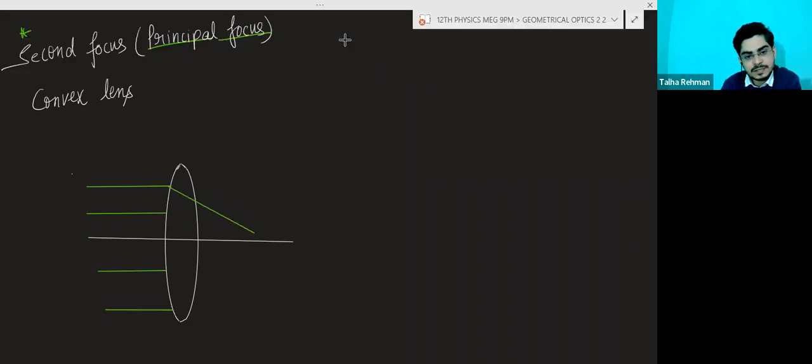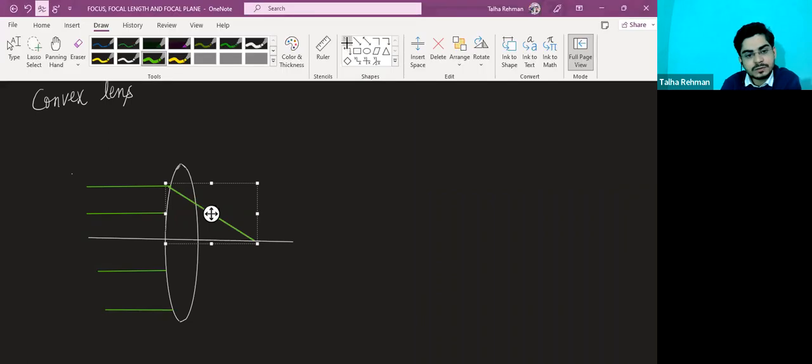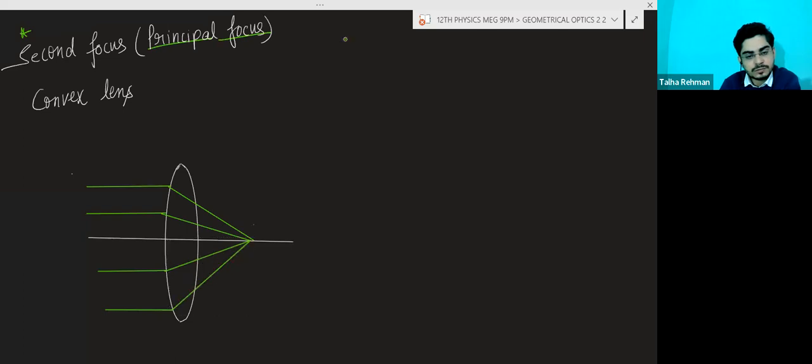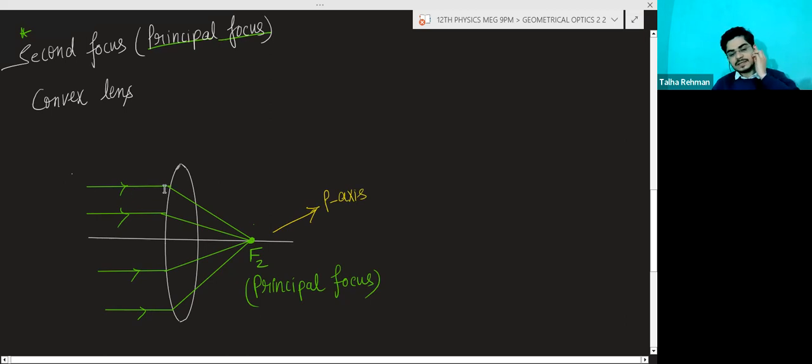After refraction from the lens, these rays will meet at a common point, and this common point is known as the principal focus. So this point is known as the second focus or the principal focus. This is the principal axis. So light rays parallel to the principal axis, after refraction from the lens, meet at a common point known as the principal focus for the convex lens.